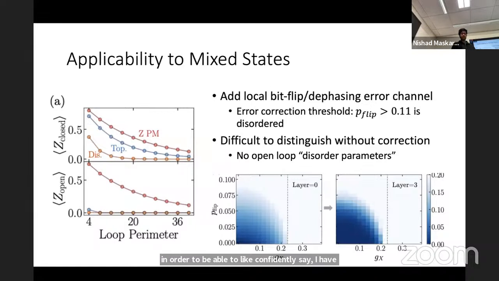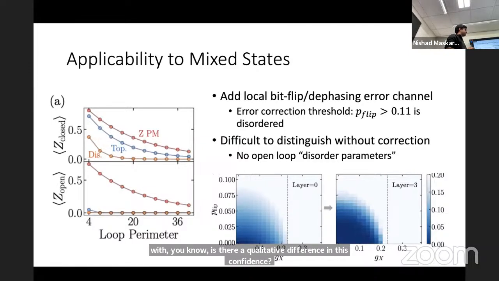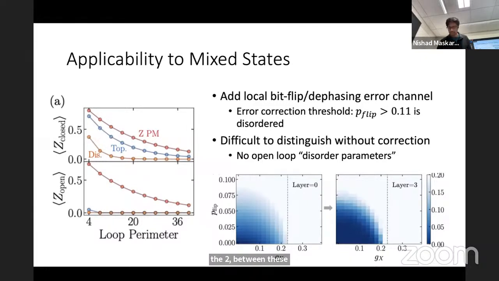I see. And is there a qualitative difference in the bounds, or how many shots, how it scales, is there a qualitative difference in this confidence between these two approaches? The error corrected and non-corrected.